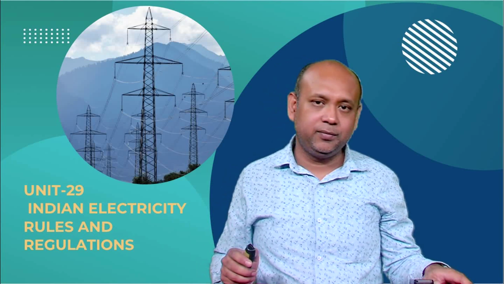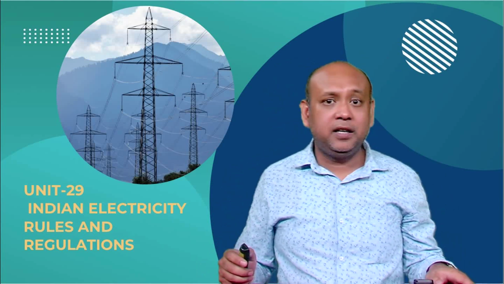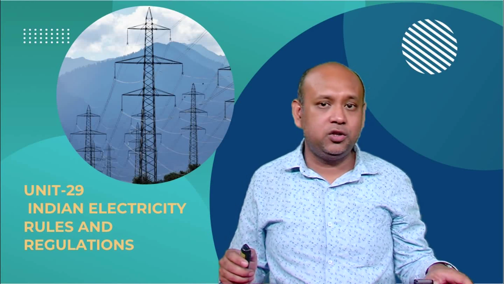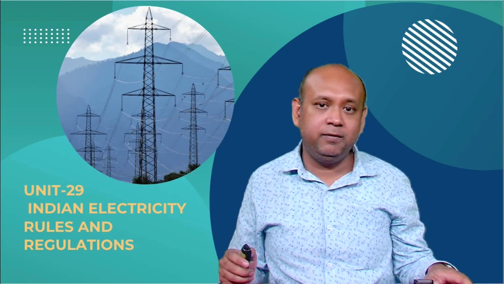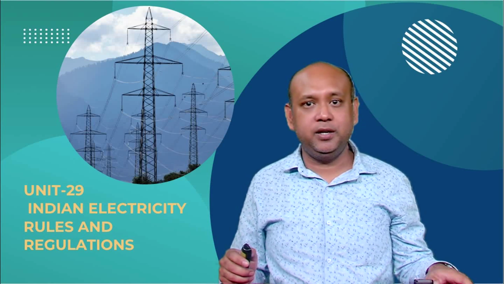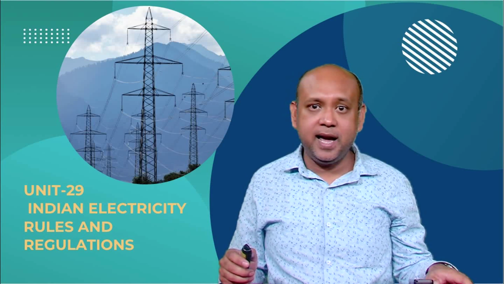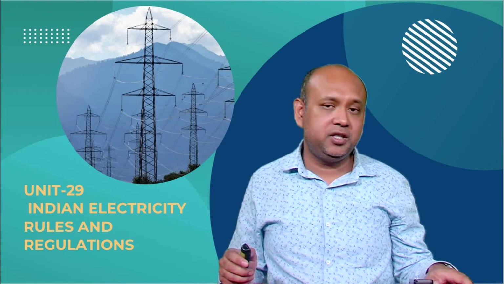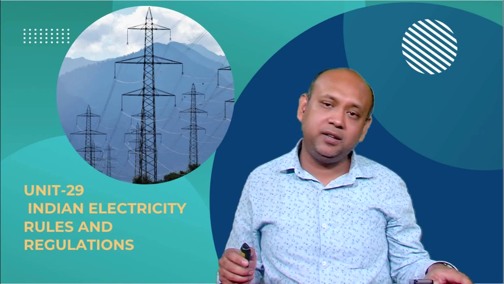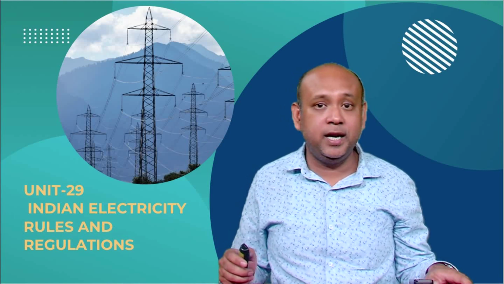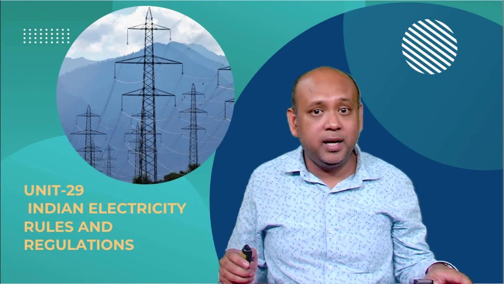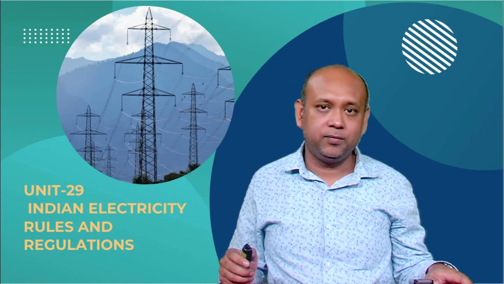Grid management and system reliability. The Act mandates clear roles for grid operators and load dispatch centers to ensure efficient power flow and prevent blackouts. Tariff regulation. It provides guidelines for fair tariff setting, requiring the Central Electricity Regulatory Commissions and the State Electricity Regulatory Commissions to regulate pricing, prevent overcharging, and gradually reduce the cross subsidies.